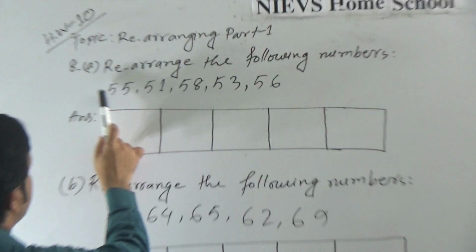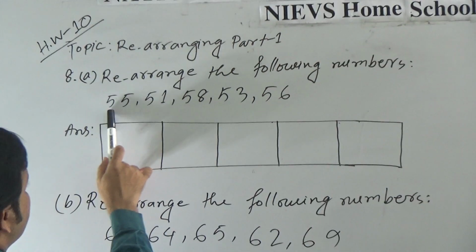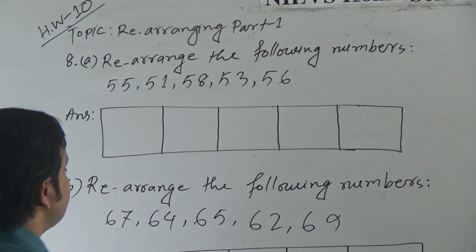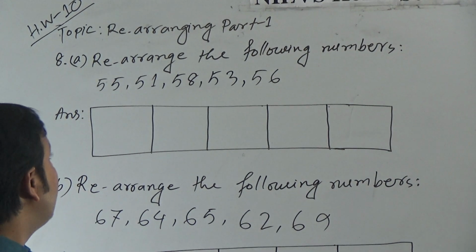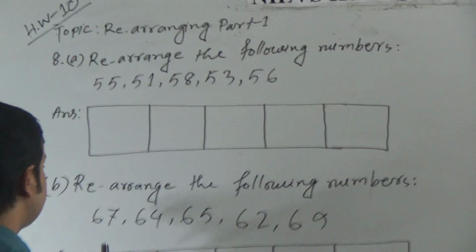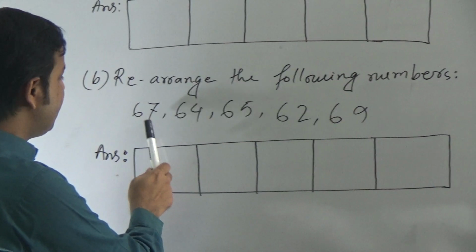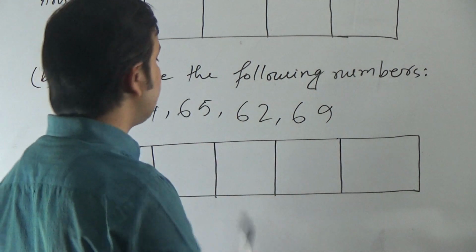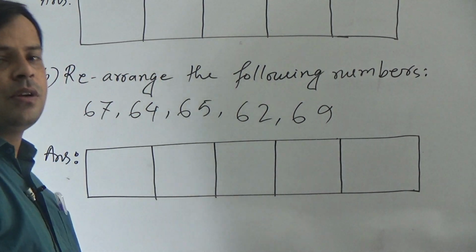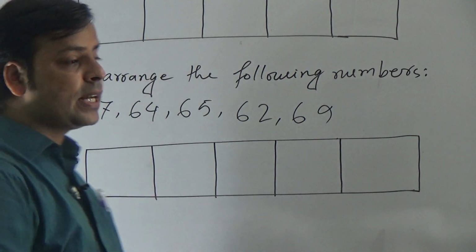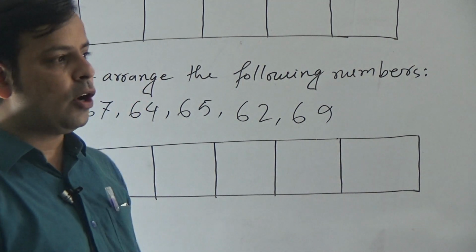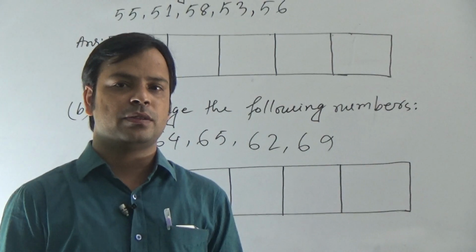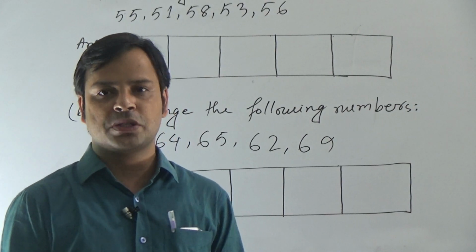Here is question A: 55, 51, 58, 53, 56. Five numbers are given here. We have to arrange these numbers. And in question B, here are also five numbers given: 67, 64, 65, 62, 69. These five numbers we have to arrange. Here in this question, arrange means we will always arrange from smaller to larger.